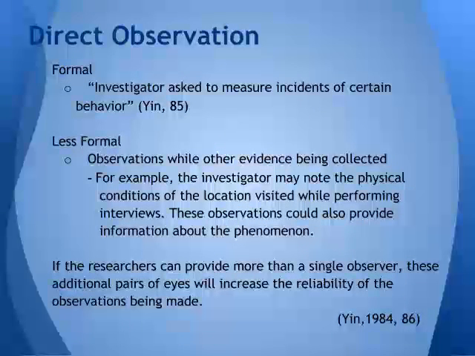Direct observation. Again, a couple of different types here. Formal, where the investigator is asked to measure incidents of certain behavior, or less formal: observations while other evidence is being collected. For example, the investigator may note the physical conditions of the location visited while performing interviews. These observations could also provide information about the phenomenon. If the researchers can provide more than a single observer, these additional pairs of eyes will increase the reliability of the observations being made.